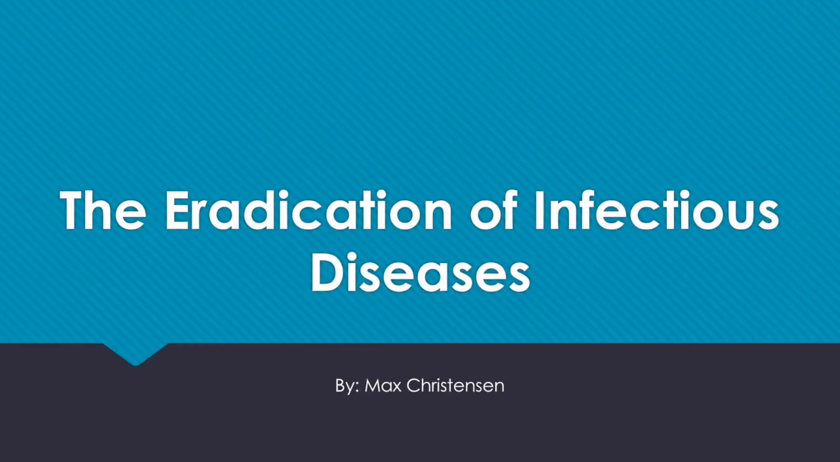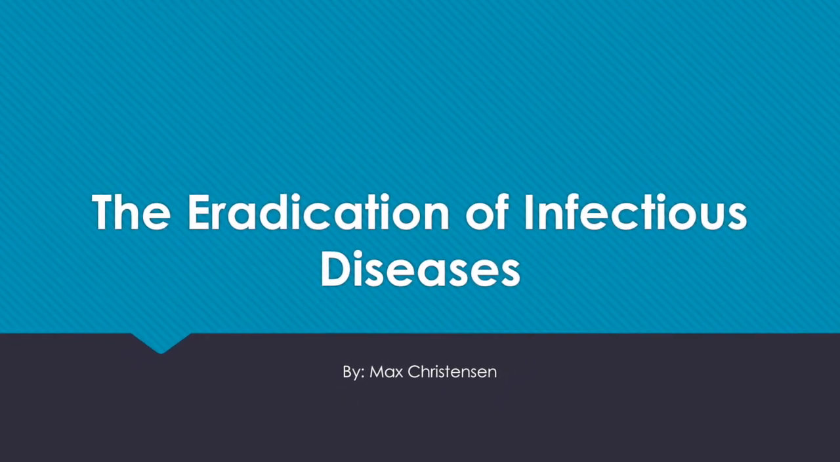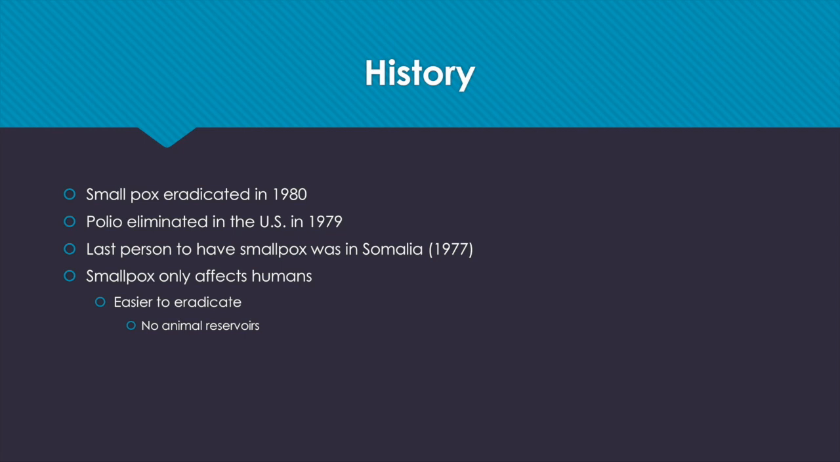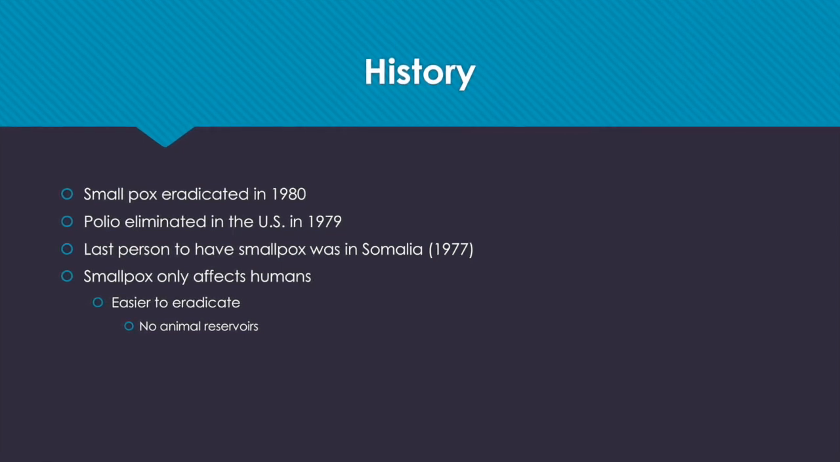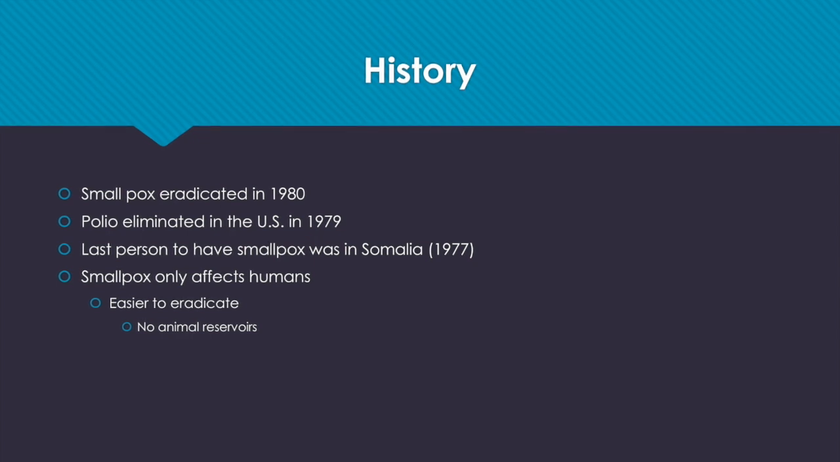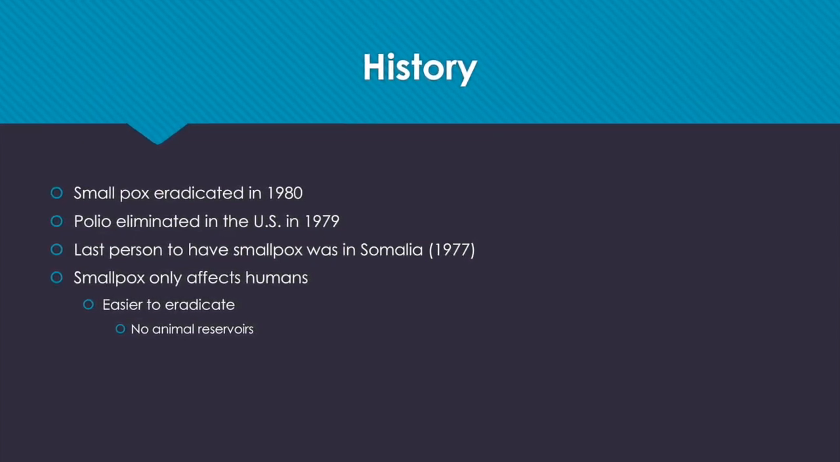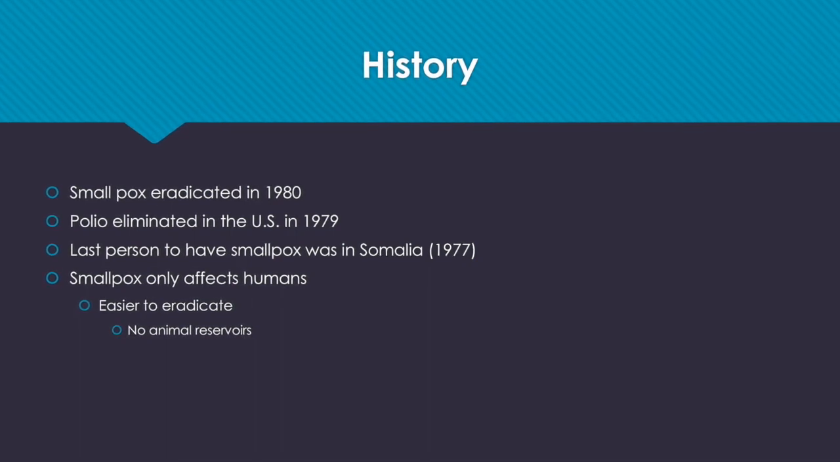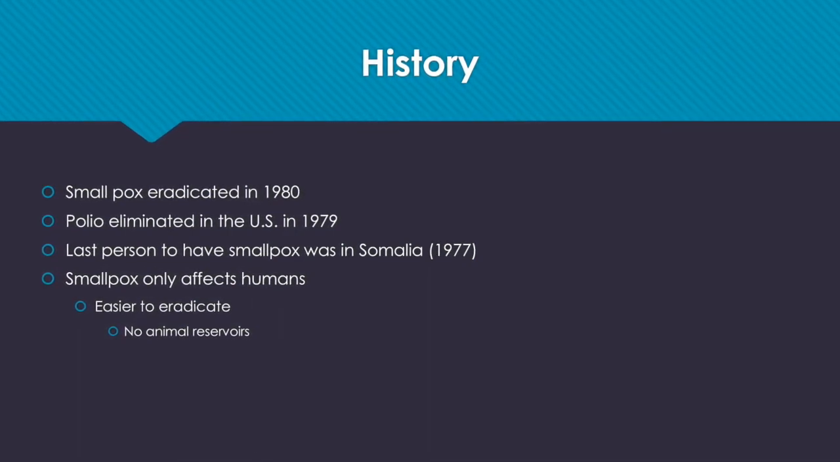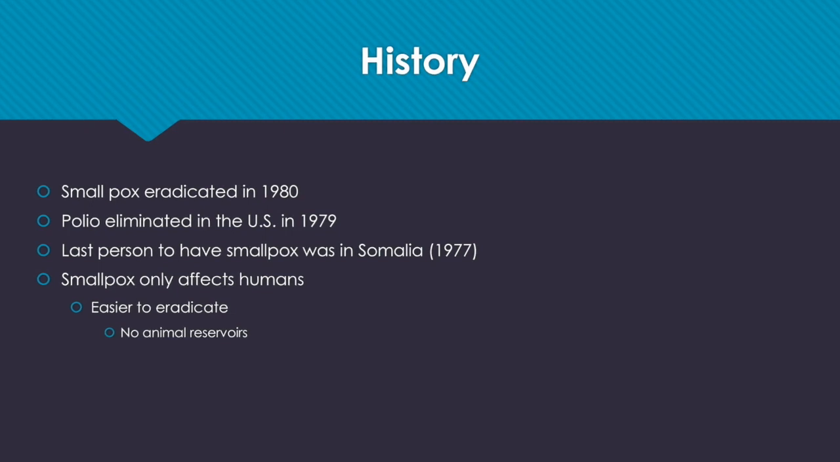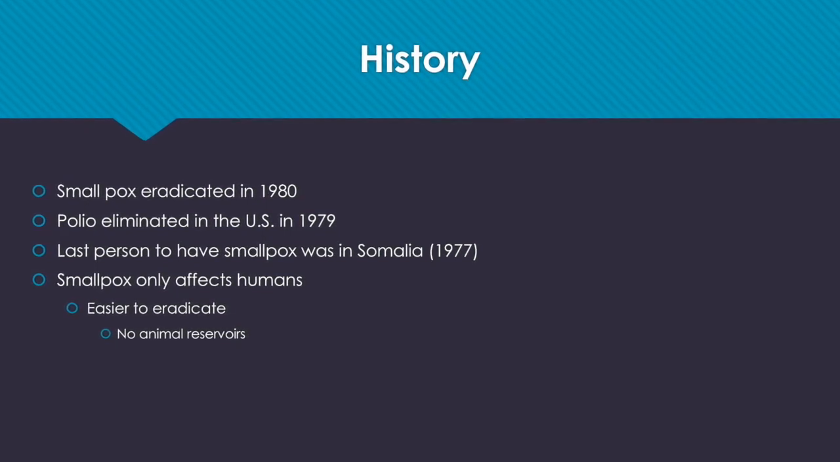I chose to do my project over the eradication of infectious diseases. The history of eradication of infectious diseases starts off with the disease of smallpox. Smallpox was eradicated in the year 1980. Polio was eliminated in the United States in 1979. The last person to have smallpox was in Somalia in 1977.